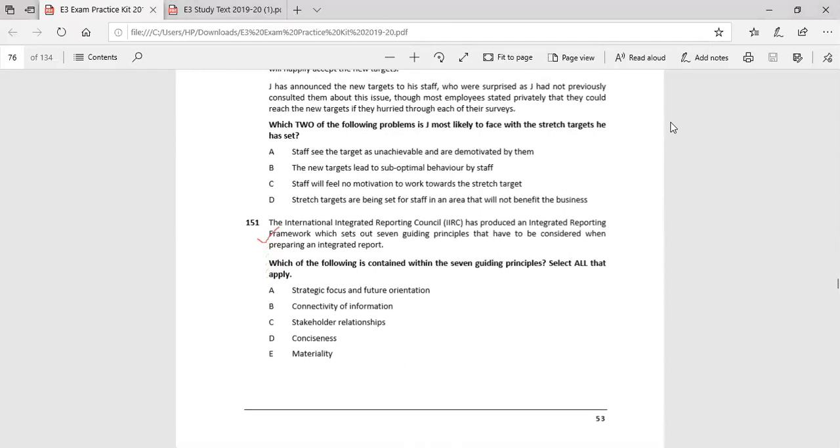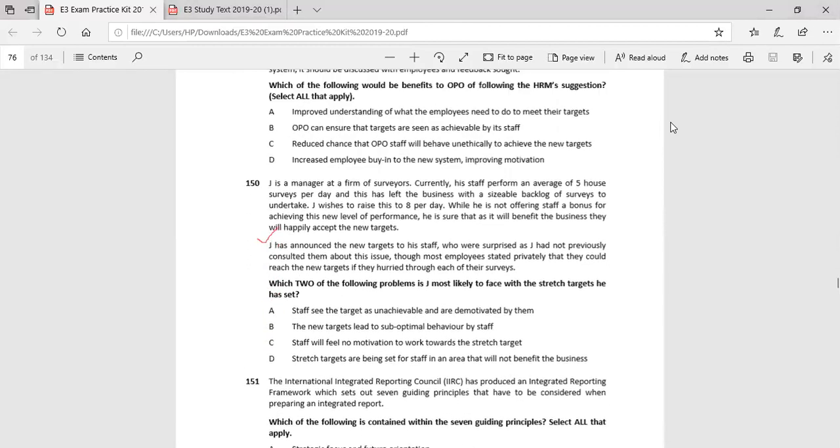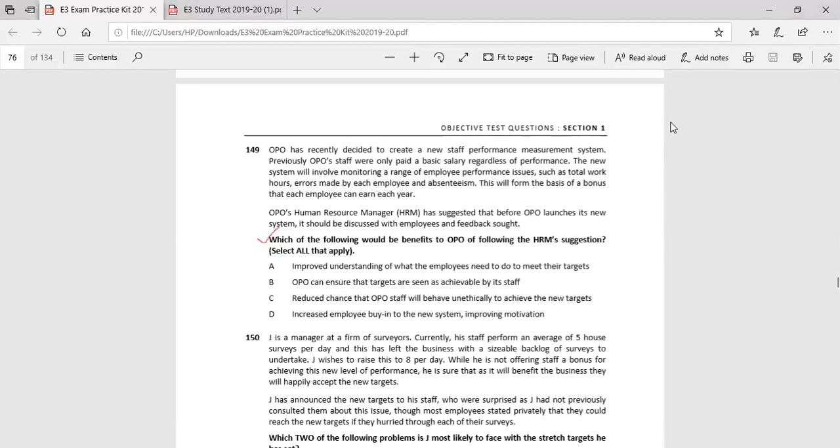The International Integrated Reporting Council has produced an integrated report. How many are there? Three are there. And we'll wind it up here. And then we are meeting.